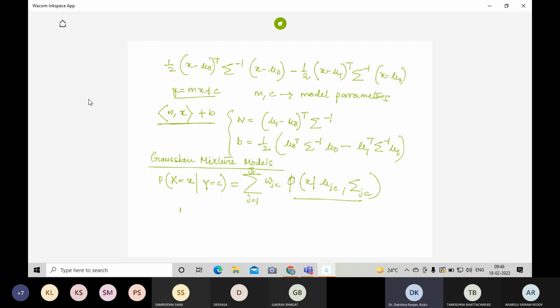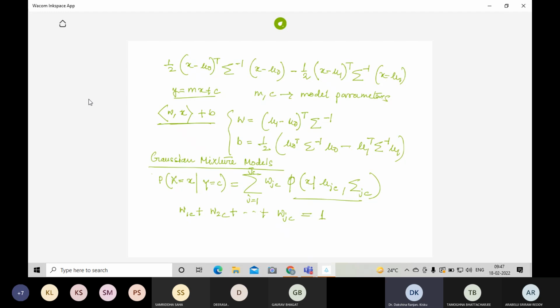So we can write w1c plus w2c plus up to wjc, and this will give us 1. That means the summation of these weight components is found to be 1. So for that particular class C, we get these weight components from w1 to wj, and we take the summation over these weight components multiplied by the Gaussian density function phi of x parameterized by mean and covariance matrix sigma.